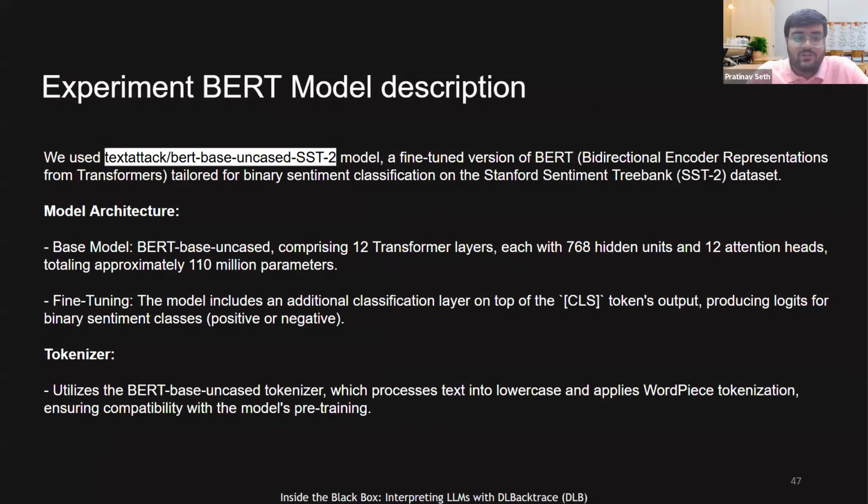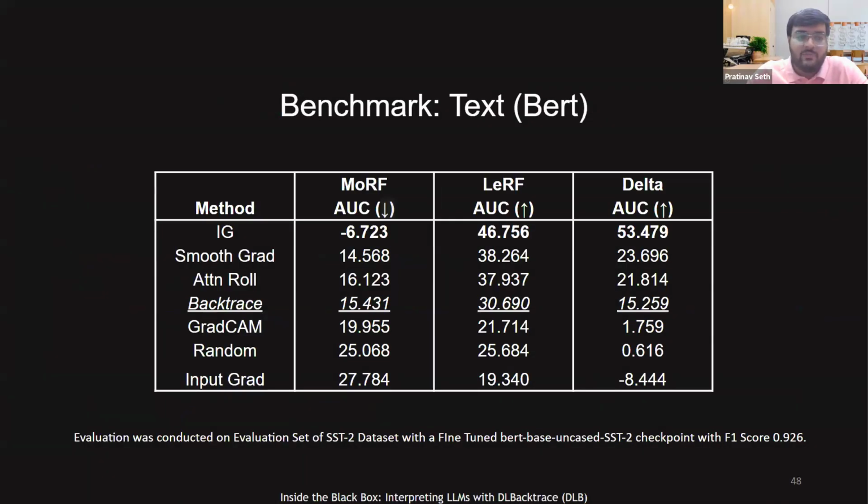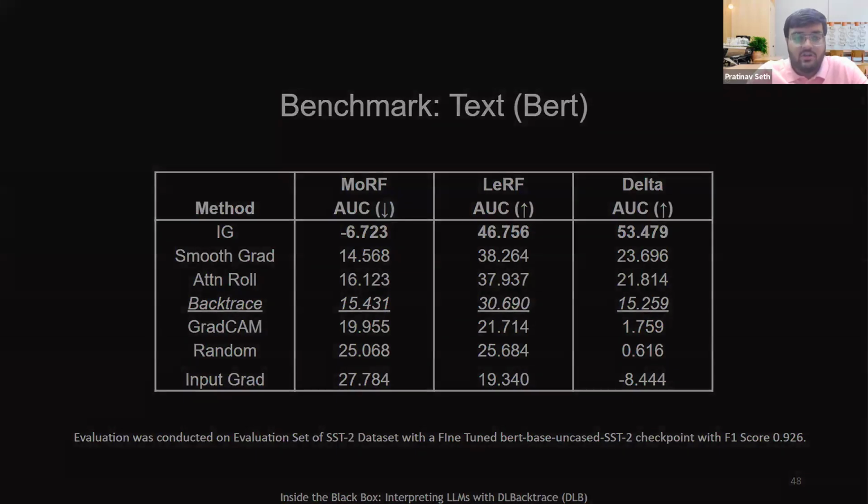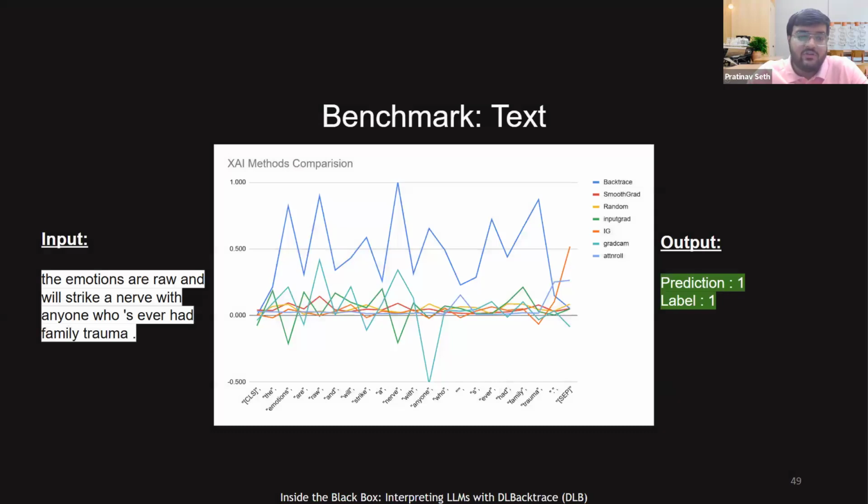With this, we come to the BERT model. For BERT, we use a TextAttack pre-trained model on the Stanford Sentiment Treebank dataset, basically sentiment analysis for positive and negative. It's a pre-trained model which we used. For our experiments, what we observed is that while backtrace is not the best in this, IG was the best, backtrace performed quite decently, both for MORF and LERF tasks, and the delta was also quite decent. Hence, if you see the performance for different words, let's say this is an illustration.